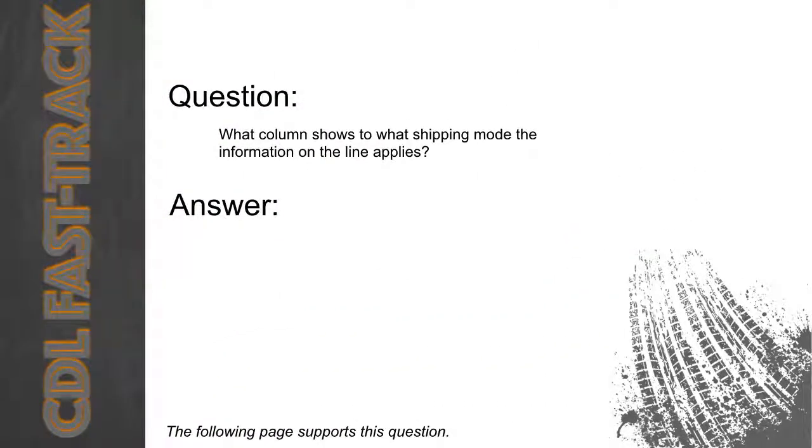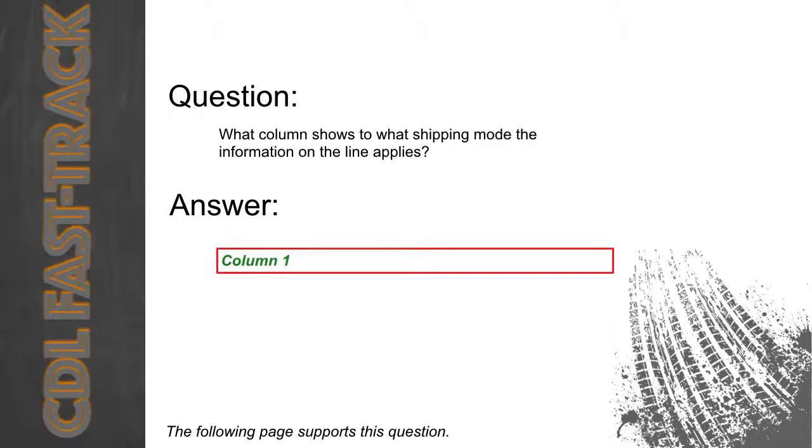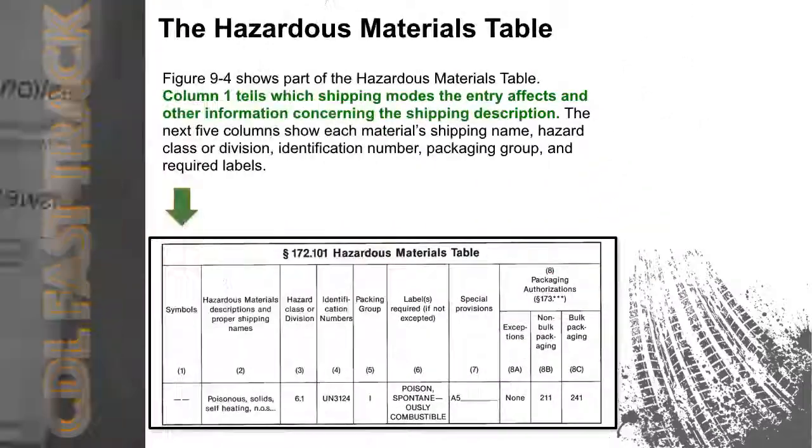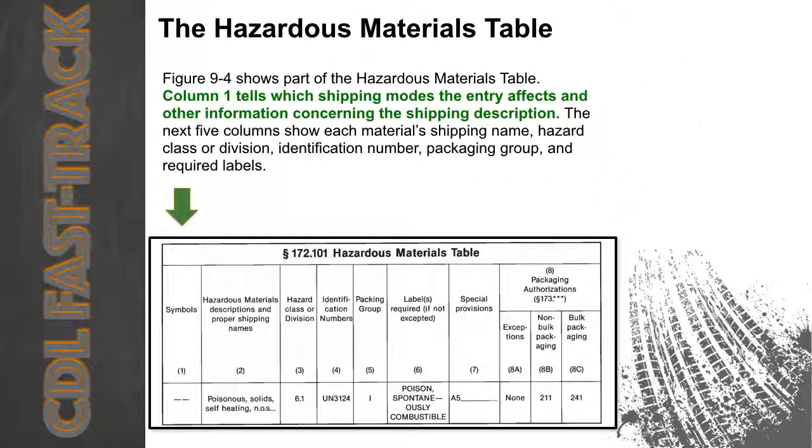What column shows to what shipping mode the information on the line applies? The Hazardous Materials Table. Figure 9-4 shows part of the Hazardous Materials Table. Column 1 tells which shipping modes the entry affects and other information concerning the shipping description. The next 5 columns show each material's shipping name, hazard class or division, identification number, packaging group, and required labels.